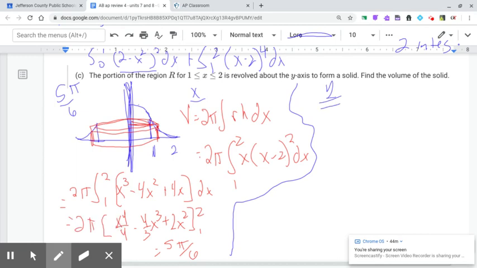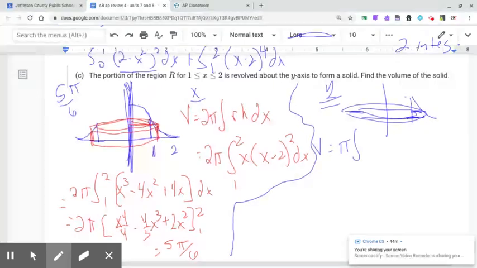If you do y, then you're doing slices like this. And you're going to get a washer. Volume is pi. Now the limits go low to high, so they're 0 to 1. And the problem is big R. And the height is dy.